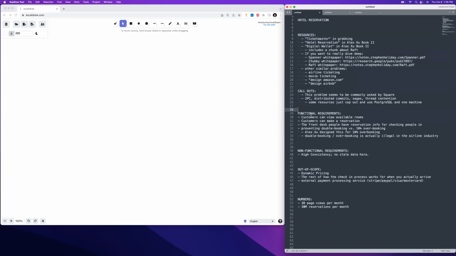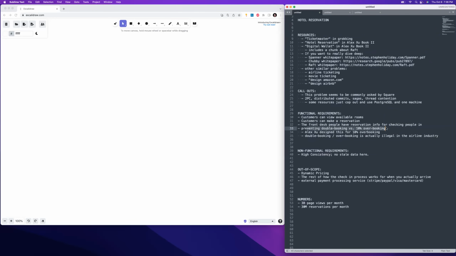So functional requirements: customers should be able to view available rooms. Customers should be able to make a reservation of a room. The people at the front desk should be able to view your reservation info for when they're checking people in. There's a couple of approaches to this aspect of the problem.